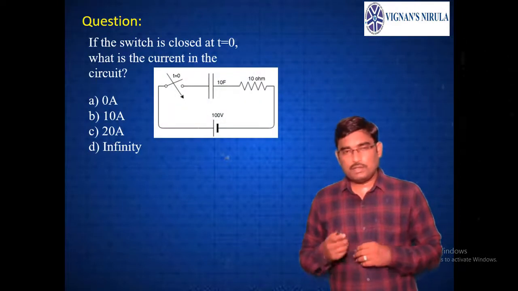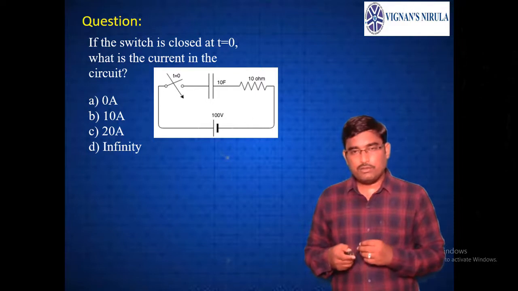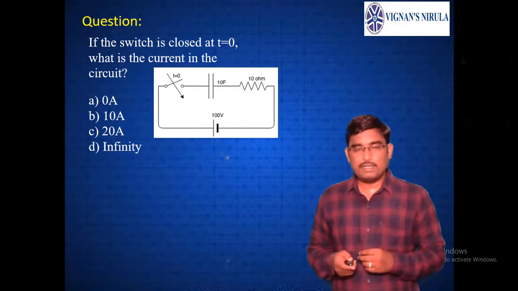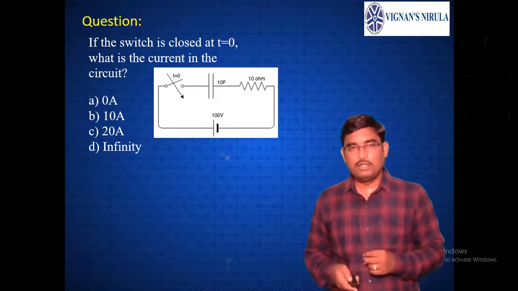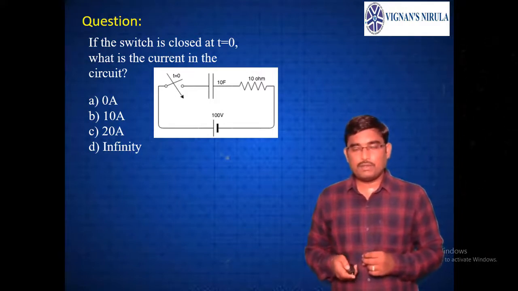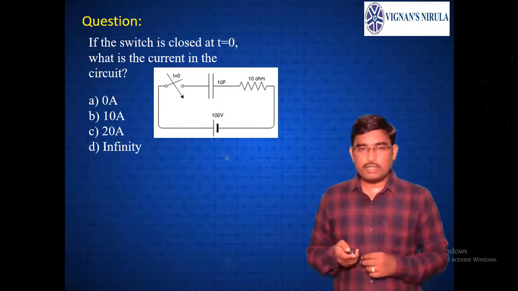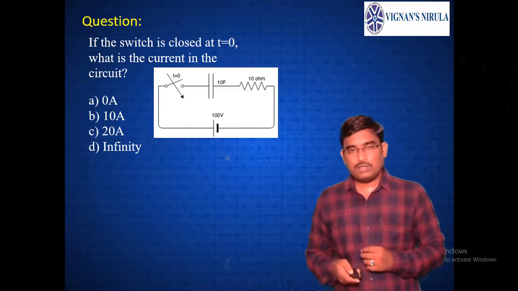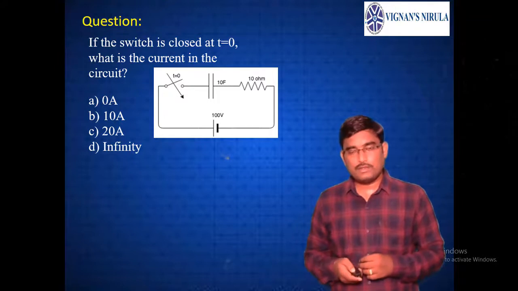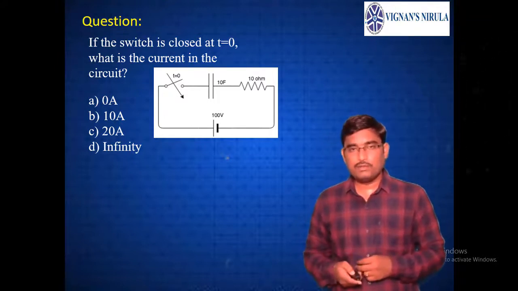So now let us see one more question. If the switch is closed at t equals 0, what is the current in the circuit? See the circuit, it has a 100 volt DC supply. Through the switch, it is connected to a capacitance of 10 farads and a resistance of 10 ohms. What will be the current when the switch S is closed at t equals 0? Options are: A, 0 amperes; B, 10 amperes; C, 20 amperes; D, infinity. Please answer this question.